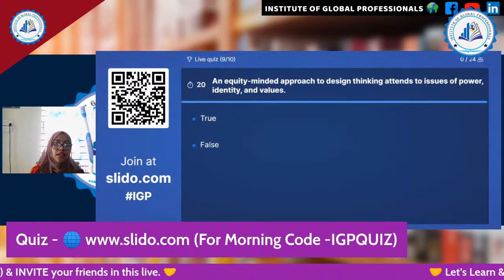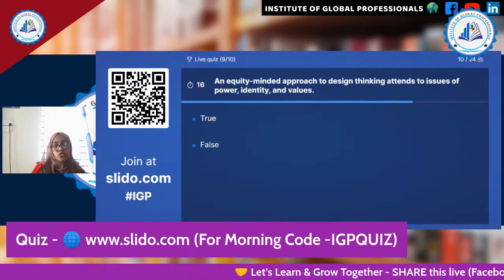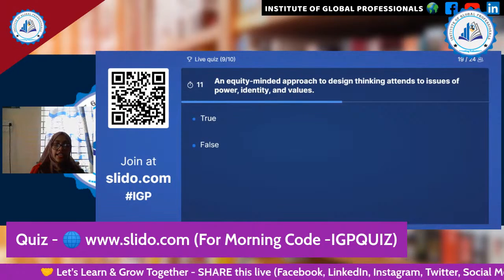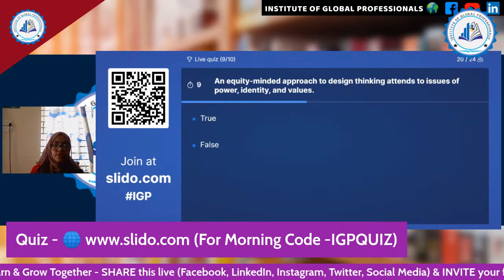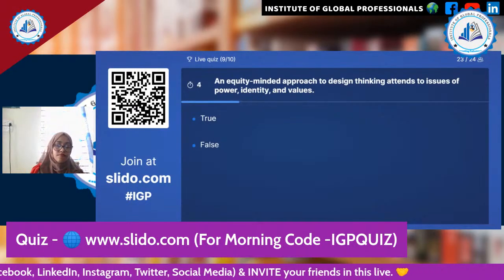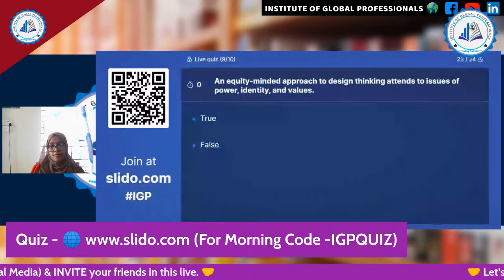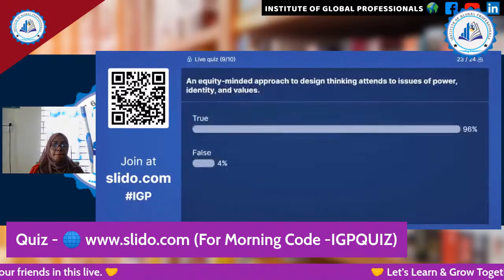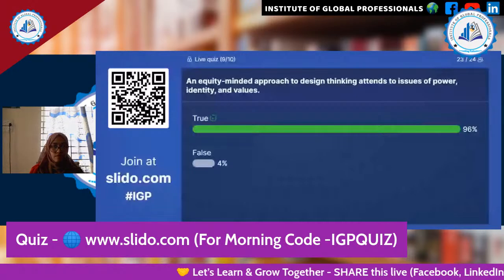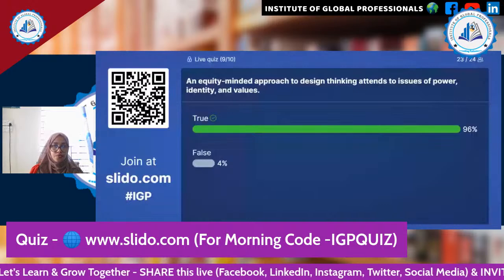Question number 9. An equity minded approach to design thinking attends to issues of power, identity, and values. First option, true; second option, false. And the correct answer is true.